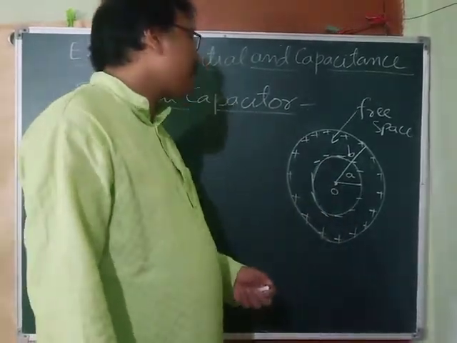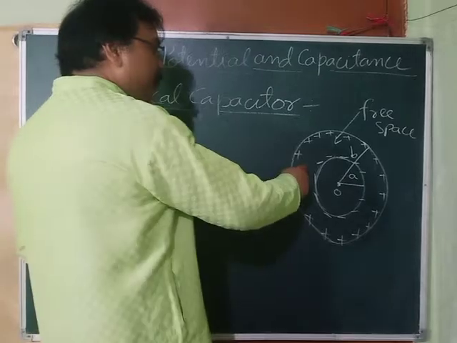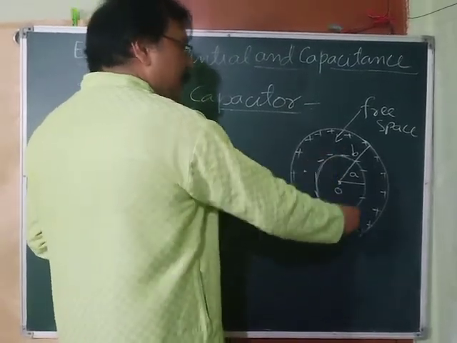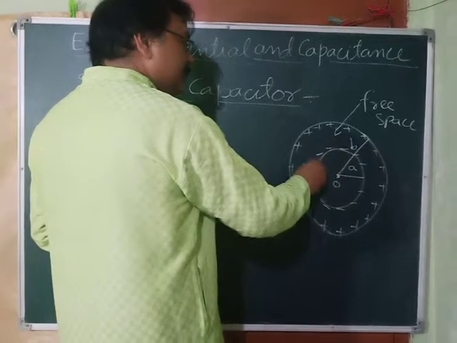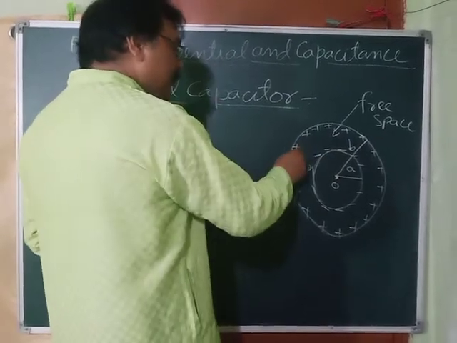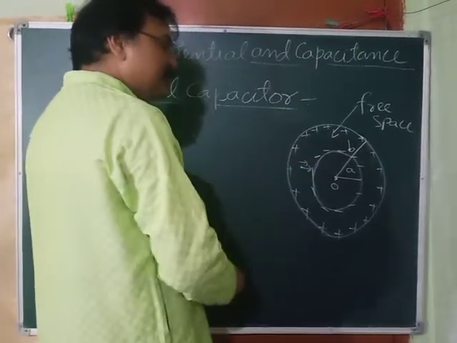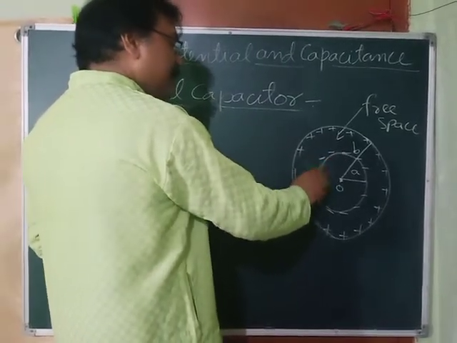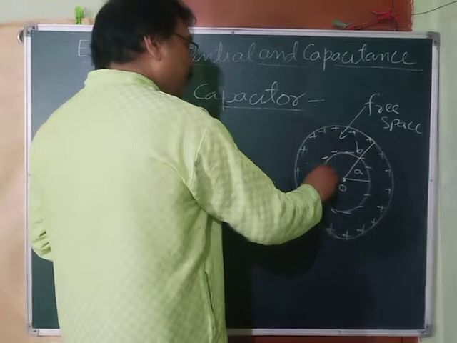Okay. Now, if you take a point over here, you'll find the electric field due to these charges is in this direction. And the electric field due to this positive charge is also in this direction. So both get added up. That's why you find the electric field here. Okay. But what about the electric field outside?